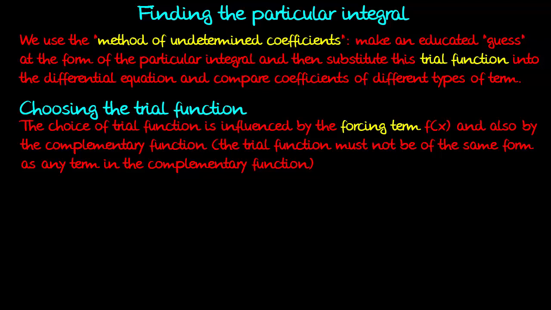Okay, so here come the details of what kind of trial function you should choose for different types of forcing term. So if your forcing term is an exponential, let's say e to the kx, where k is just some number, so it might be e to the 2x, e to the 3x, or so on, then you'd seek a particular integral in this form here. So your particular integral would be something like an arbitrary constant a multiplied by e to the kx. This constant a is arbitrary to start with, but when you substitute it into the equation and compare coefficients, you're trying to find out what this number a is.